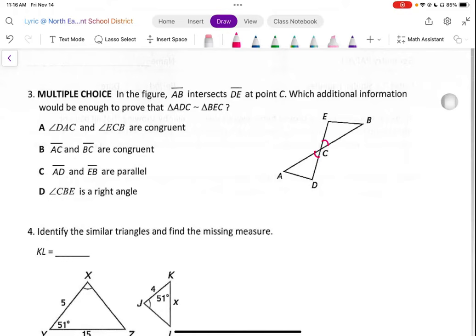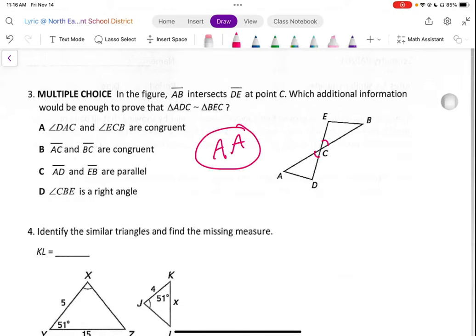So we know one angle is congruent, and according to our three postulates on the last page, we have angle, angle, side, side, side, or side, angle, side. So if we can only choose one more statement to make these triangles similar, the other information we would need is that another pair of angles are congruent. That way, these triangles would be proportional or similar through AA.